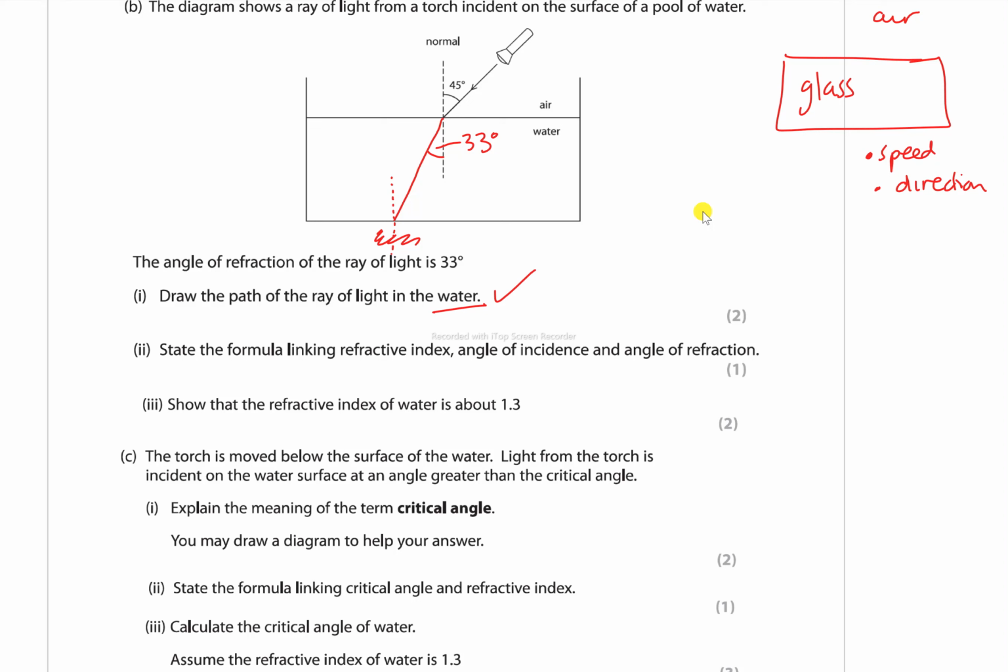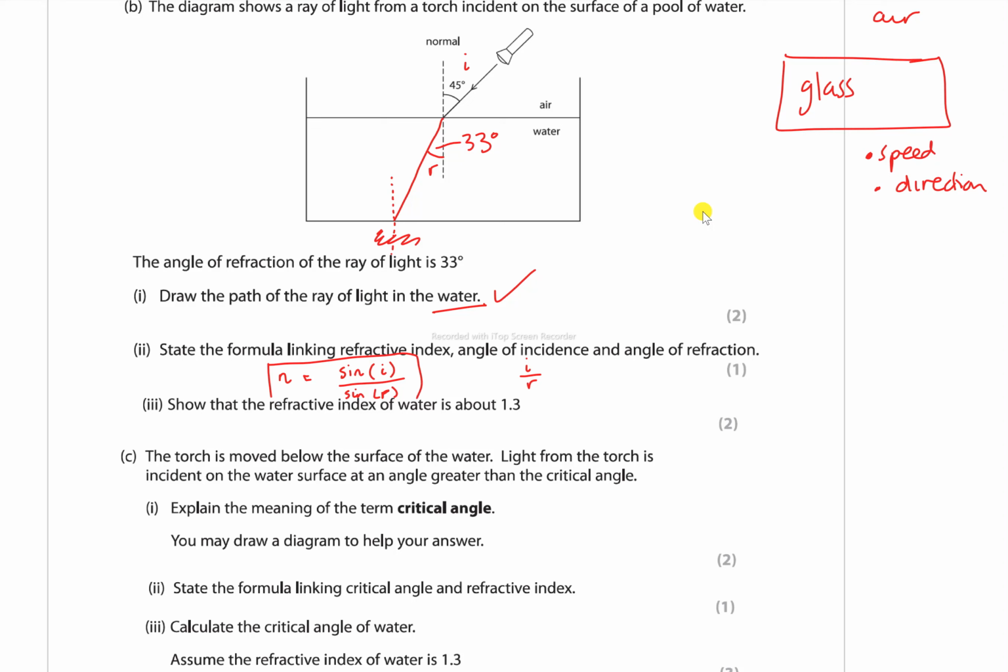So let's write that down. The refractive index n is sine i over sine r. So sine of the angle of incidence over sine of the angle of refraction. So this is i and this is r.